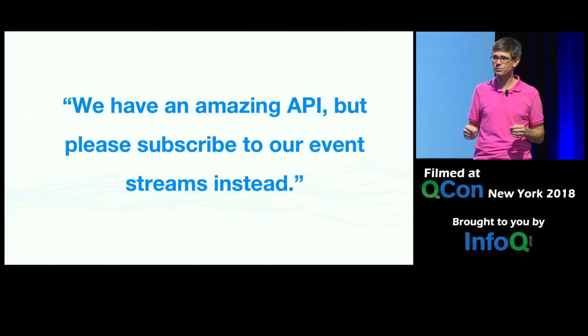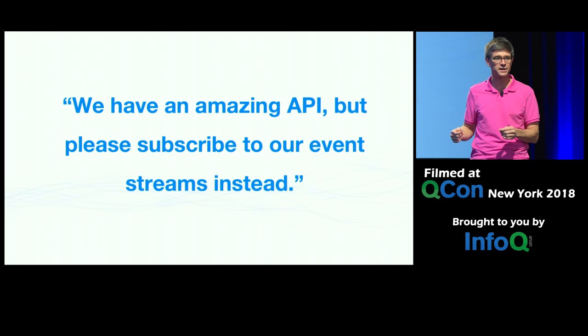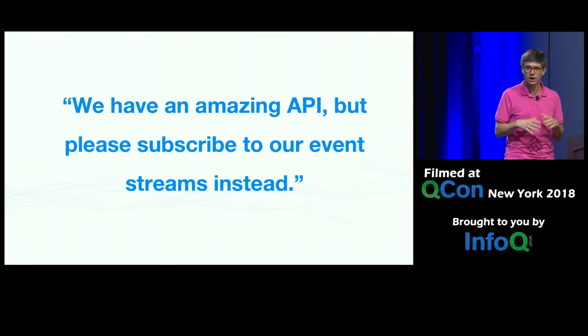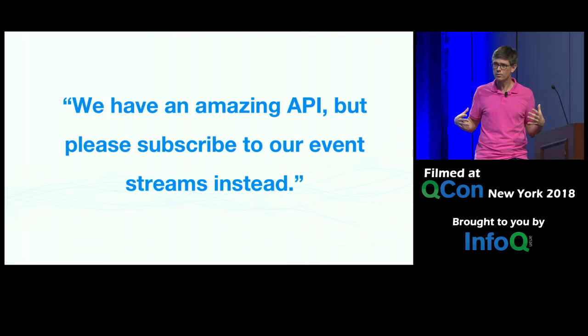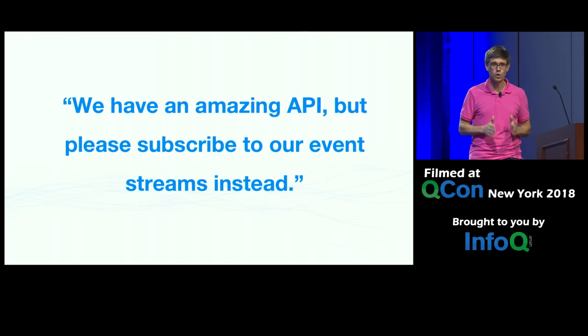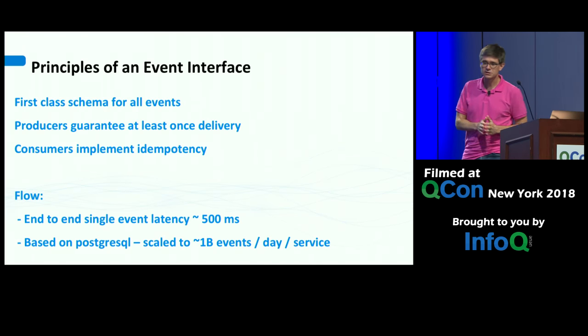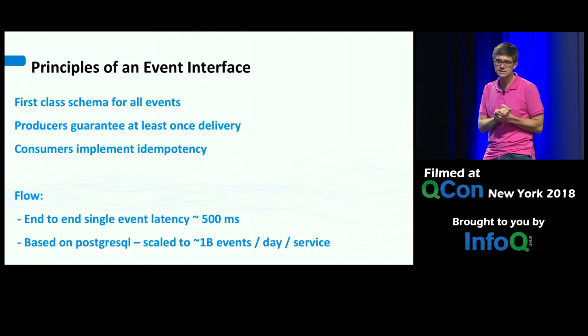There are a few rare examples where you really, really need synchronous operations, and in those instances, we will make API calls. For everything else, our own services just consume events and process everything asynchronously. And I think there've been a lot of talks on this, particularly this year, even more momentum around this sort of approach, and it really works, but requires, again, an investment to make the tooling right. So let's talk first about a few principles of an event interface.